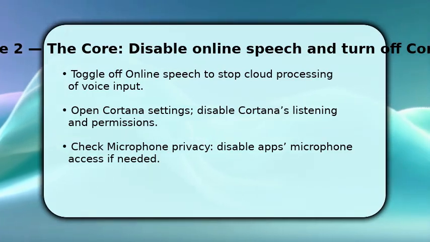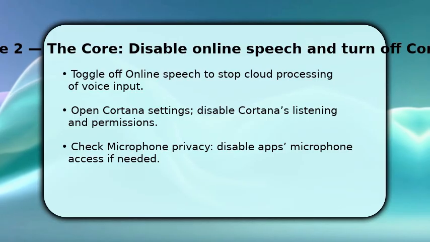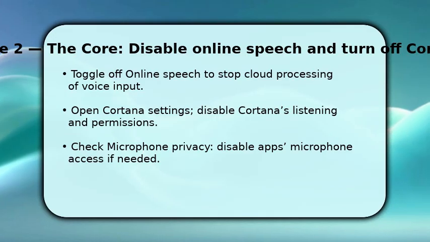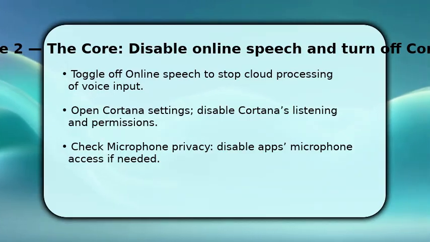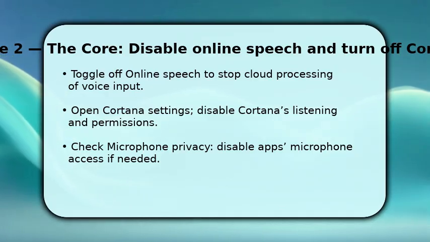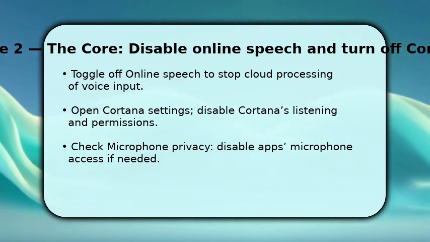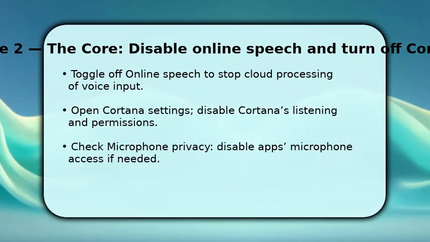Next, open Cortana settings from the taskbar or search icon and disable Cortana's ability to listen and respond. Revoke permissions and sign out if prompted. Then go back to Privacy, then Microphone, and turn off app access for any apps you don't trust, which prevents background listening. You should also review speech language and reset speech data if present. This clears stored voice models and helps ensure recognition stops behaving as before.